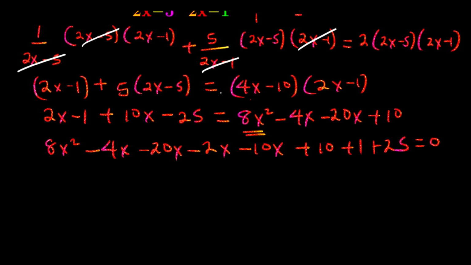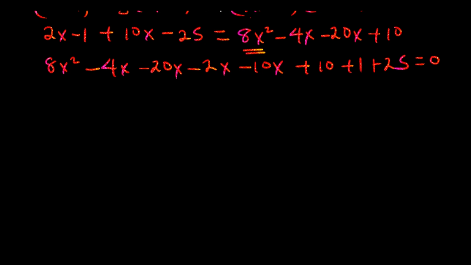So we can simplify this so that we have 8x squared minus 4x minus 20x minus 2x minus 10x, that is minus 36x. And then 10 plus 1 plus 25 is also 36. Now we have the standard form of our quadratic equation.